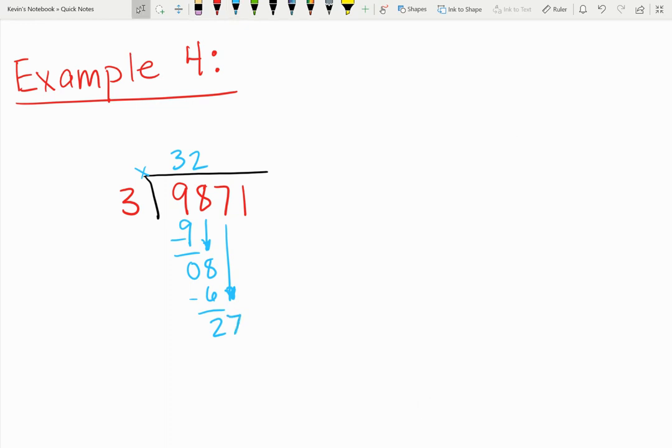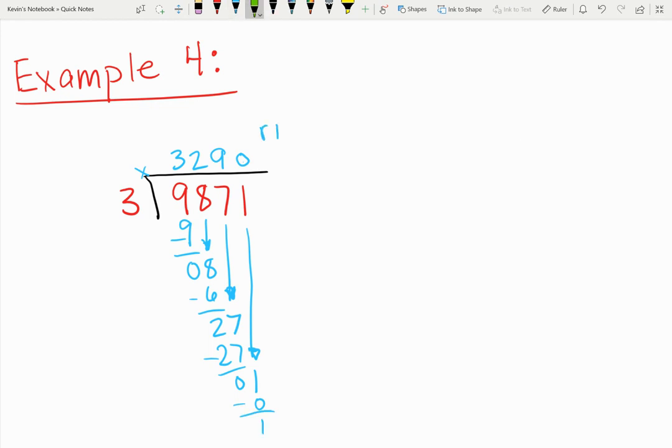And then 27 divided by 3 works out pretty easy. That's a 9. And 9 times 3 is 27. Subtract 0, bring down the 1. And we know in this case, 1 divided by 3, I can't divide 1 candy bar 3 ways, so that's going to be 0. And then multiply 0 times 3 is 0. I have a remainder 1.